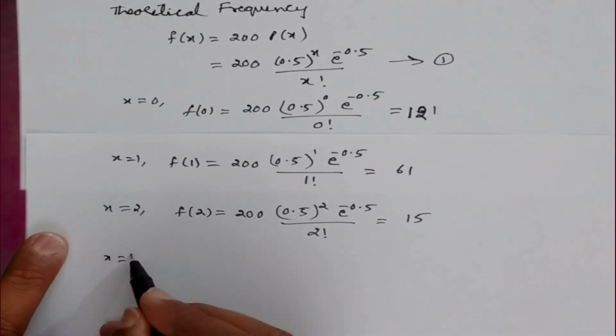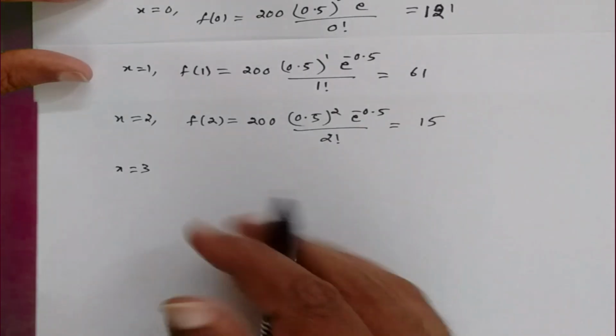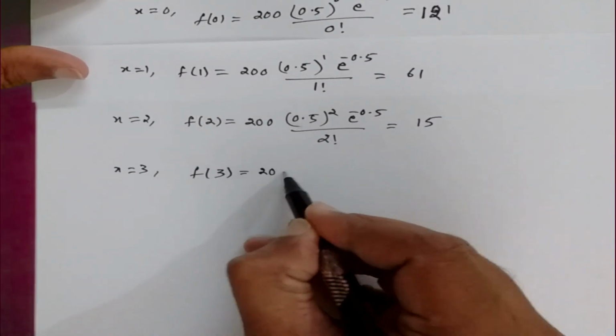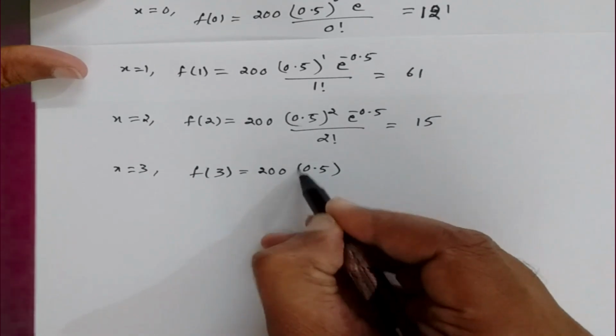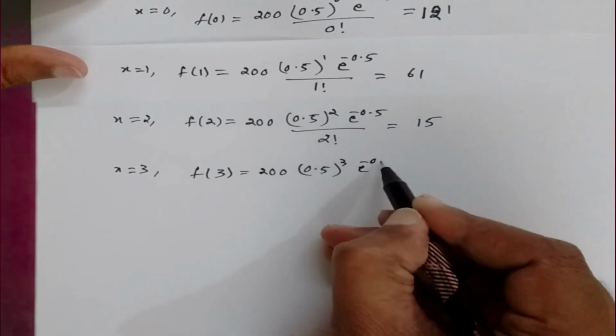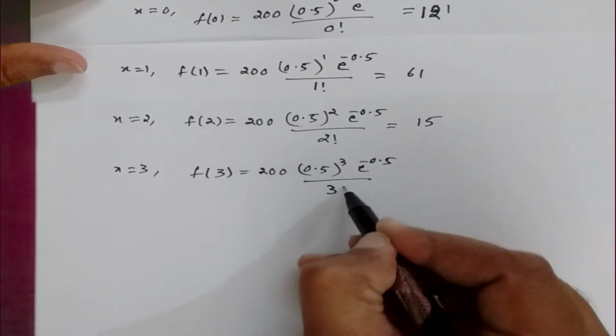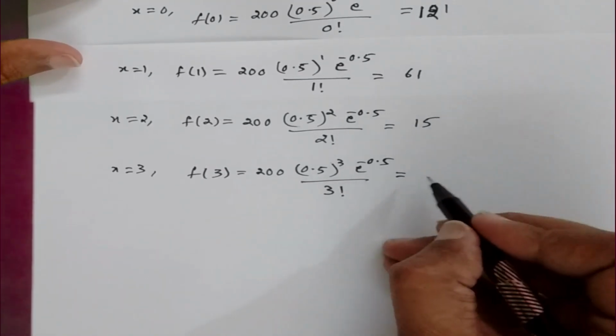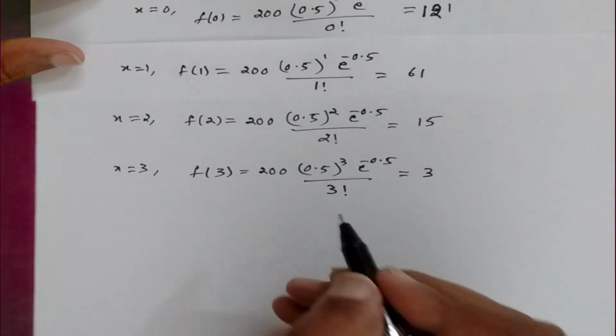Then you have x is equal to 3. Then f of 3 will be equal to 200 times 0.5 to the power of 3 into e power of minus 0.5 divided by 3 factorial. So check out what will be the approximate solution. If it is 3, then it is right.